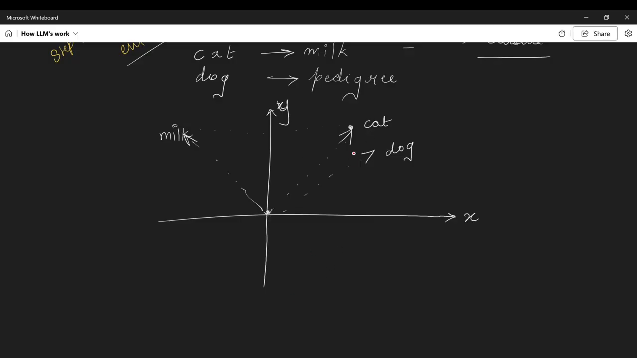Now, if I come down from the point of cat towards dog, and in the other quadrant, I come down the same distance as I came from cat to dog, exactly in the opposite quadrant, look where the dog is situated, there's a high chance that I might get pedigree. And this can happen with all the words.